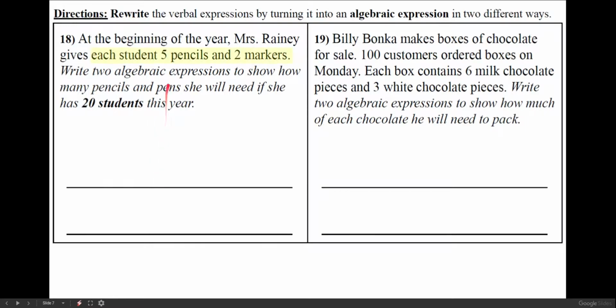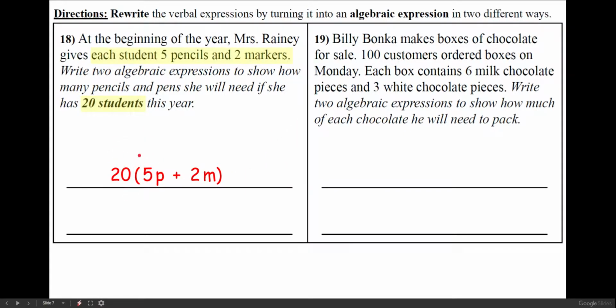She's got 5 pencils, 5p, and 2 markers. Well, you're not going to say minus 2 markers. That'd be weird. But 2 markers, let's call that 2m. And let's add that together. And remember, this is like a package. So package it up. And she has 20 students this year, so 20 of these packages. Now, what's another way we can write this algebraic expression, because they want us to write it in 2 different ways? Well, we can simplify this.